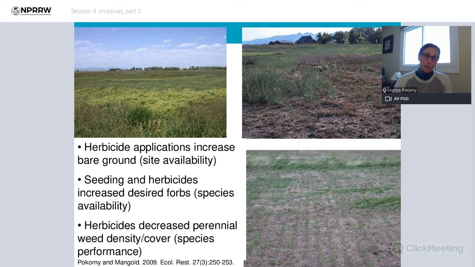And so if you don't have a desired species on the site, you really need to make sure to introduce it into the site. And what we also found in this study is that when we seeded and we used herbicides, we were able to increase the desired forbs on the site. So we addressed our species availability. We also found that herbicides decreased the perennial weed cover. So we were addressing species performance with that.